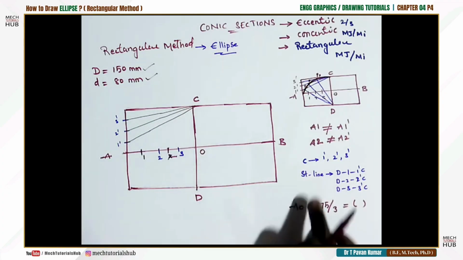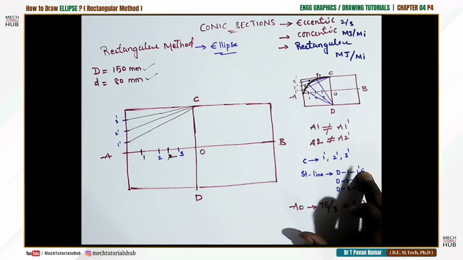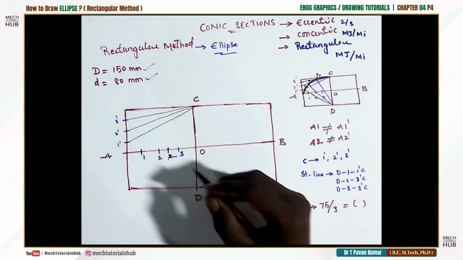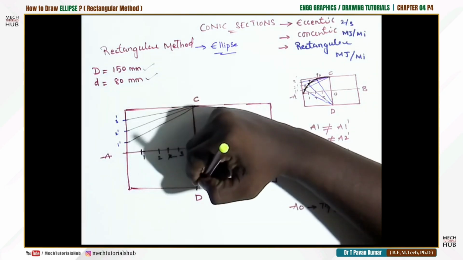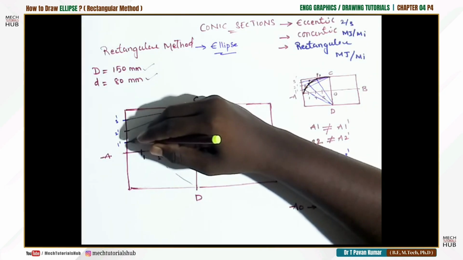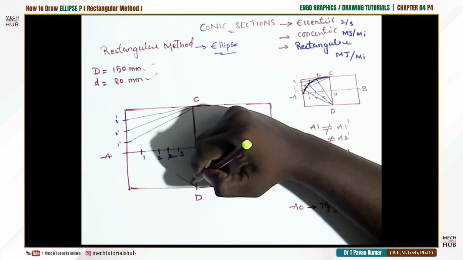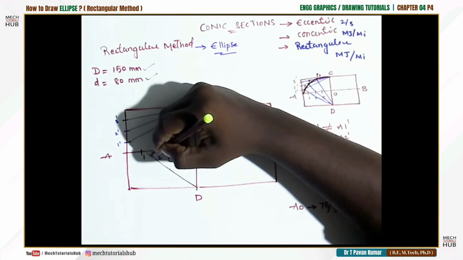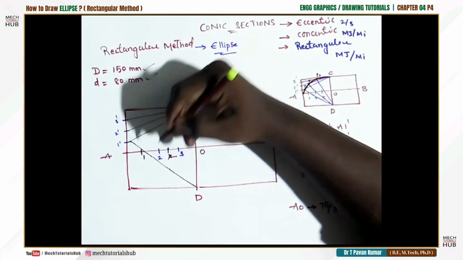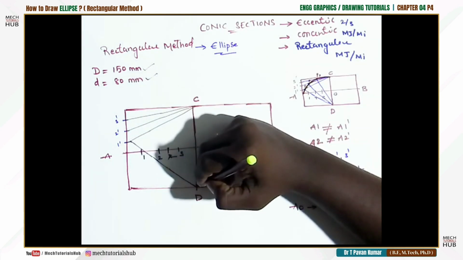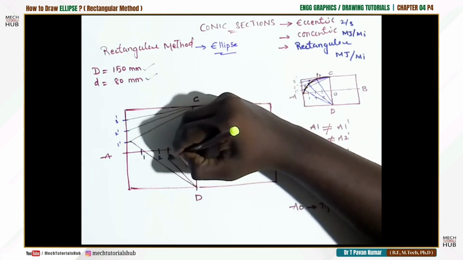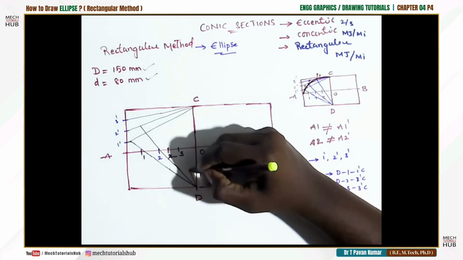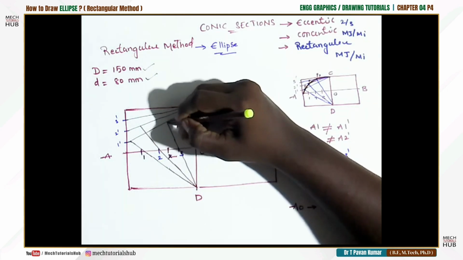Now draw a straight line passing through D1 and 1 prime C. Try to draw a straight line passing through it. Now the line is something like this; it will touch somewhere. As I'm drawing freehand, it is a bit complicated, but when you use a drafter or a scale, it becomes easy. This is the first line; the second line passes through 2 up to 2 prime C; the third line passes through 3 up to 3 prime C.